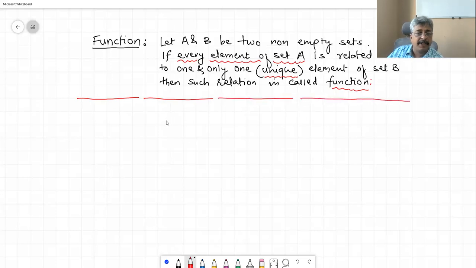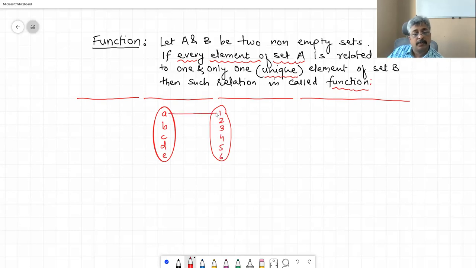So as far as the diagram is concerned, set A, set B, elements in set A, every element must release an arrow, and only one arrow from every element in set A. And every element in set A is releasing an arrow, I mean, is related to somebody or the other in set B. You all know this. Okay, so this is a function.